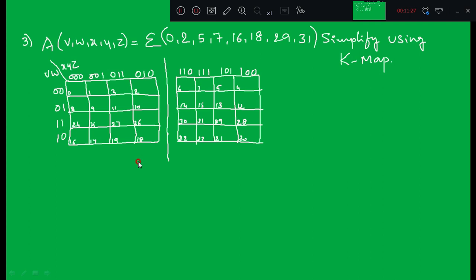Next, we'll jump to the next example. Capital A, the input variables are V, W, X, Y, Z, okay, and the min terms are 0, 2, 5, 7, 6, 9, 16, 18, 29 and 31. Again you have to simplify it using a K-map, right? So let us fill the cells 0, 2, 5, 7, 16, 18, 29 and 31, right?